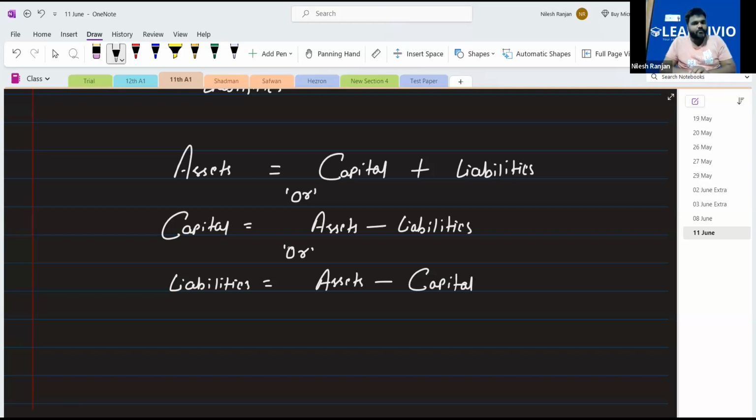Question number three: the difference between assets and external liabilities is A, capital; B, fixed asset; C, current asset; D, none of these. Sir, it's capital, right? Yes. Capital equals assets minus liabilities, and liabilities are also termed external liabilities.